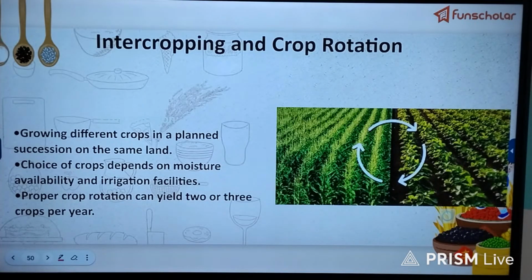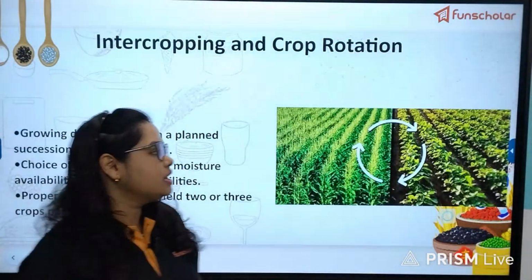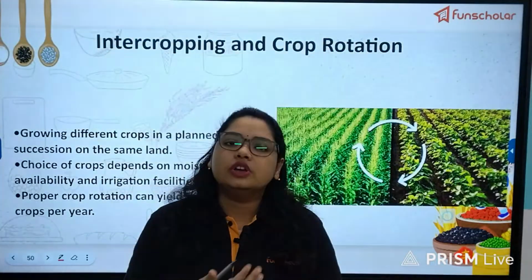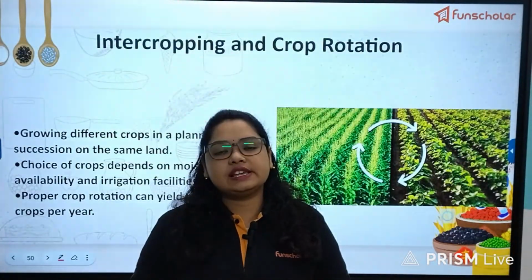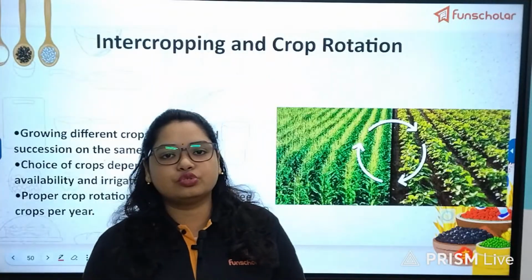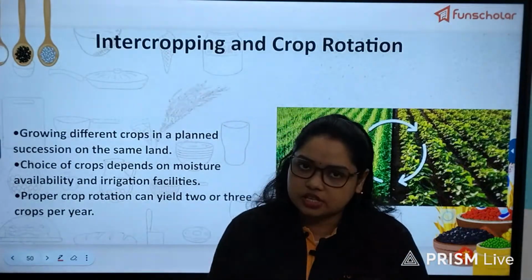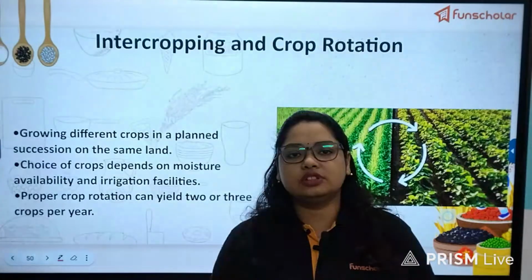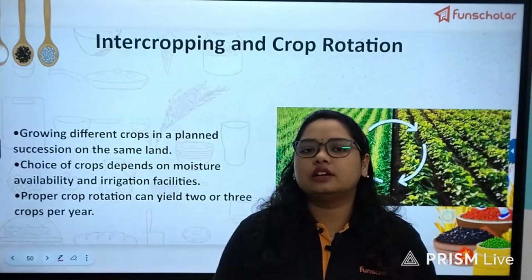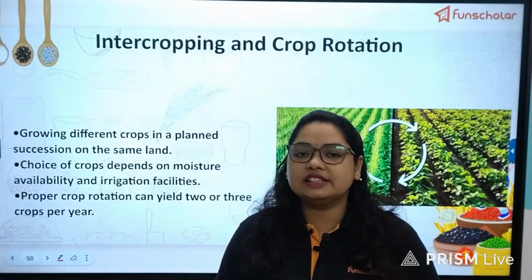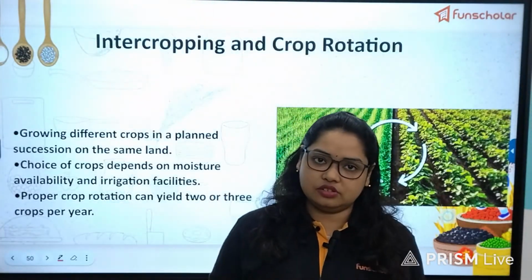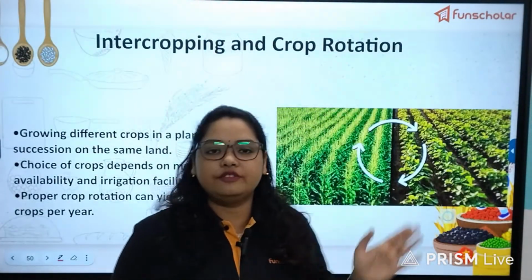Okay, intercropping and crop rotation. Crop rotation means growing different crops in a planned succession on the same land. Planned succession means what you will grow. Now, in case of intercropping, as I said, the crops should be complementary to each other. In crop rotation also the same principle works. The crops which are rotated in the second sowing season should be complementary to the previous one.